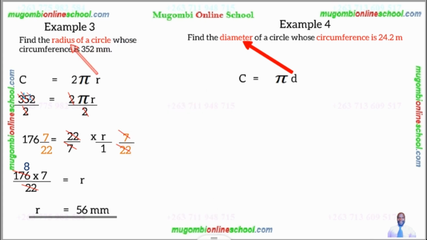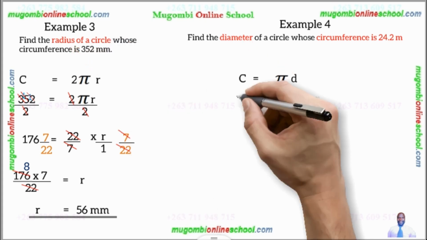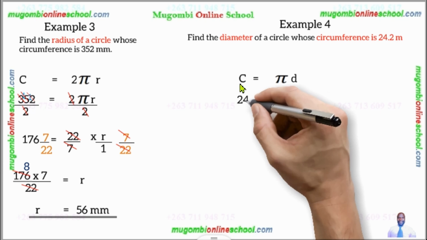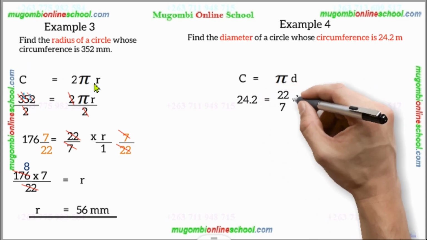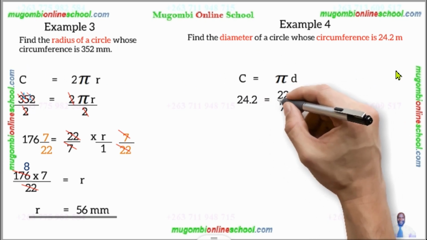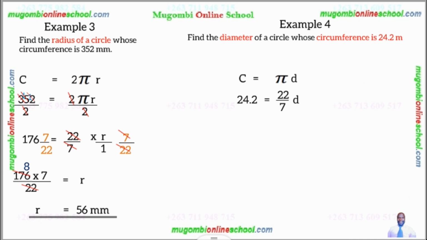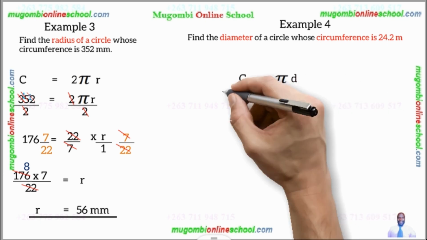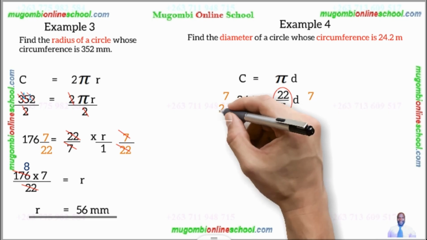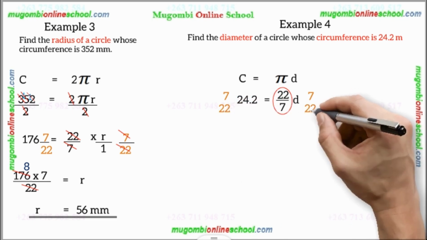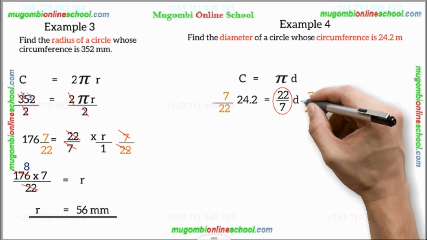But it is also possible for us to use c is equal to 2 pi r, but you have to multiply by 2 at the end, because what we find will be the radius. So using the direct formula, 24.2 is equal to 22 over 7 times d. 22 over 7, that is the value of pi. For us to remove it, we multiply by 7 over 22 both sides, like this.